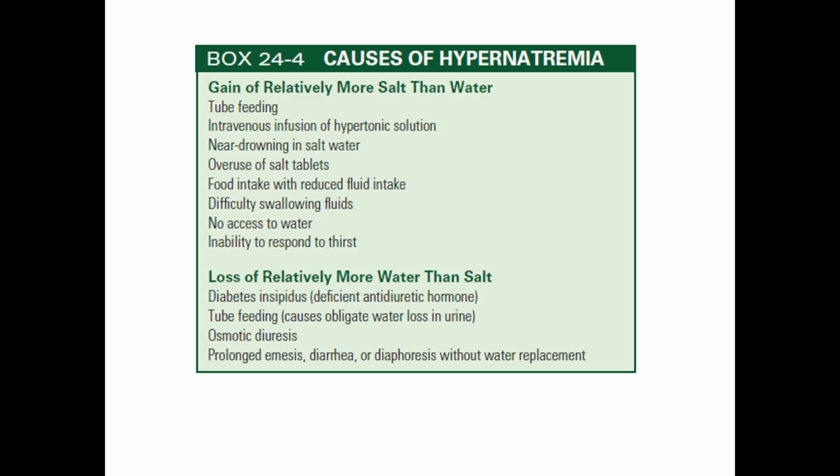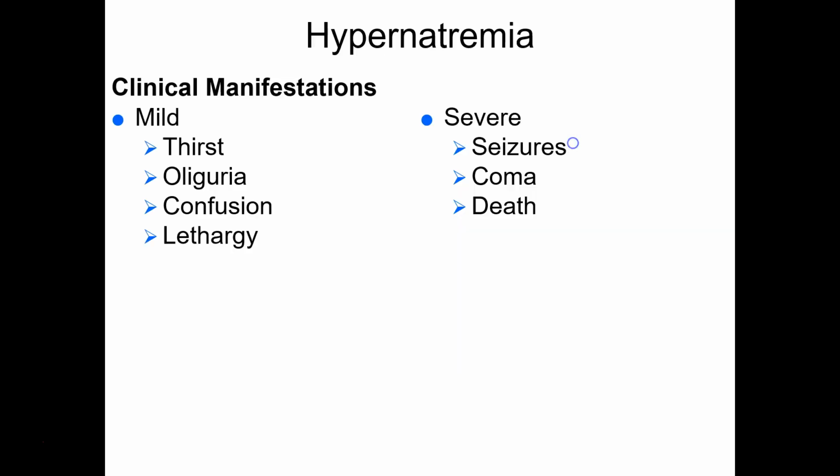You can see under the loss section, there's diabetes insipidus, where we don't have enough ADH. So very insufficient amounts of ADH cause us to pee a lot. That can cause us to lose a lot of fluid, and then it would cause our salt concentration to go up. No access to water, so if you're stranded in the desert, for example, that would be an example of not having access to enough water, causing your sodium concentrations to be high. So just make sure that you understand those causes.